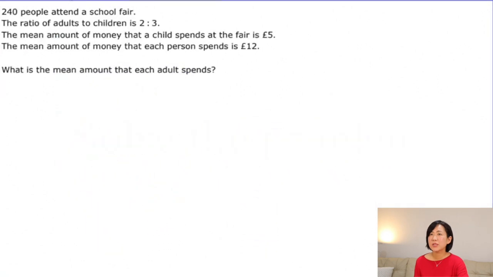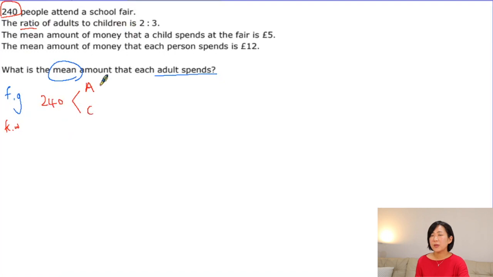So I'm going to say this is tricky because you've got a ratio, and at the same time you've got a mean. So let's always begin with our final goal. That is, you need to find the mean amount of adult spending. Now let's check our keywords. We've got 240 people in the fair. The ratio between the adults and children.